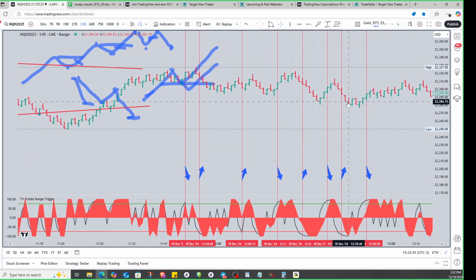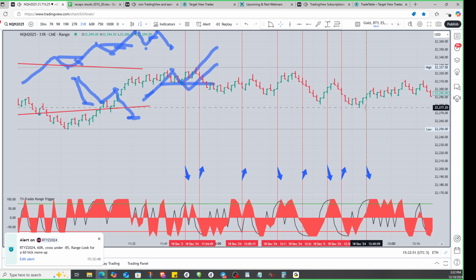This one right here, you would have been buying the open of this bar, and that would have gone enough to get your stop to break even. I don't know if it went down enough to get a stop out either. I don't think it did. 84 down to 77. No, it didn't. So you would have had a profit on that one.